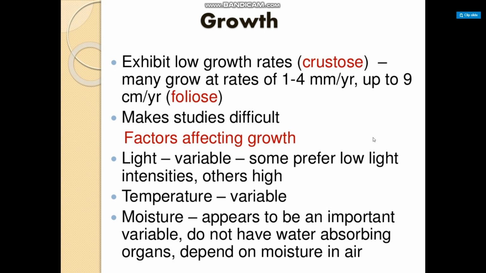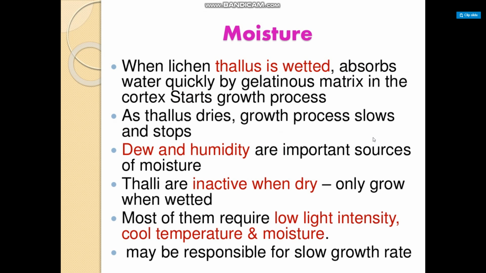Some prefer low light intensities and others high. Temperature is variable. Moisture appears to be an important variable. They do not have water absorbing organs, depending on moisture in air. When the lichen thallus is wetted, it absorbs water quickly by the gelatinous matrix in the cortex and starts the growth process. As the thallus dries, the growth process slows and stops.